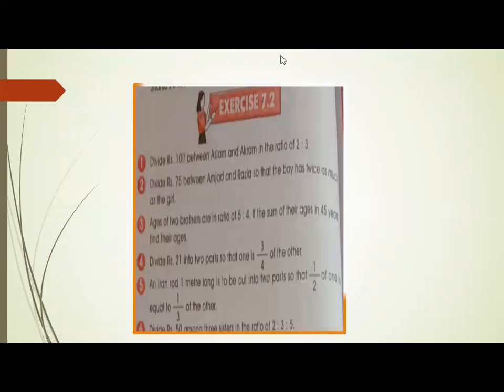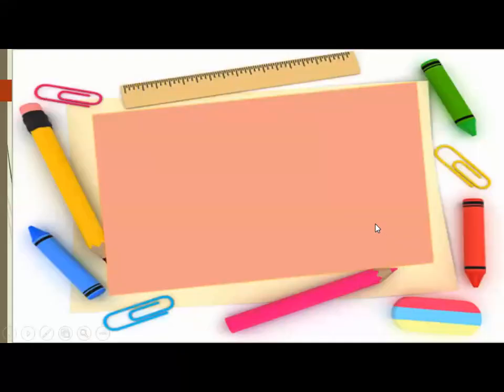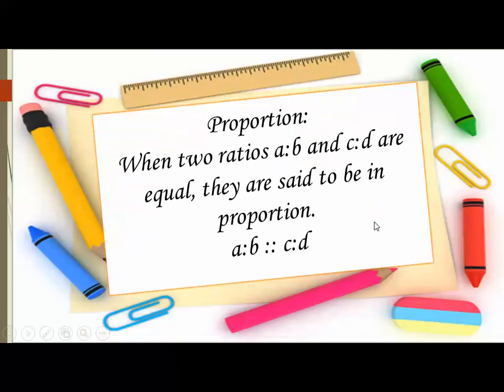Now students, I hope you can easily solve these questions. You can easily solve these 5 questions from exercise 7.2. When I give you the assignment after the vacation, you can easily solve these questions. Okay, now let's start with proportion.